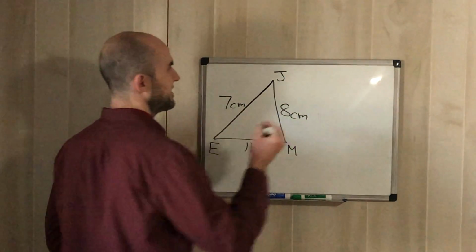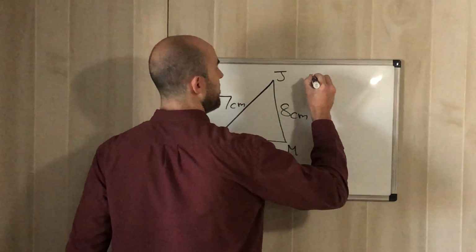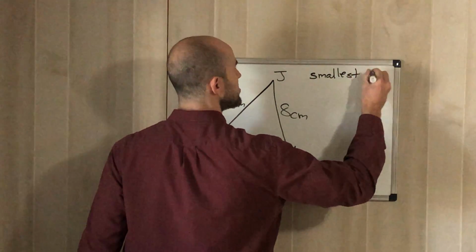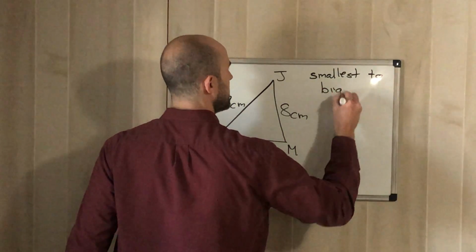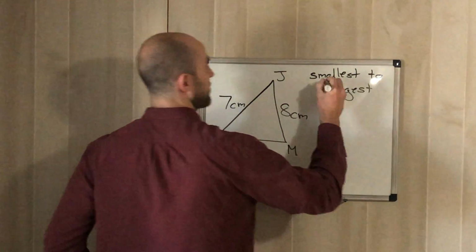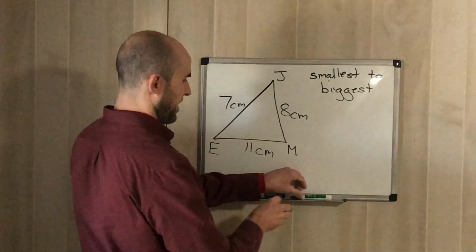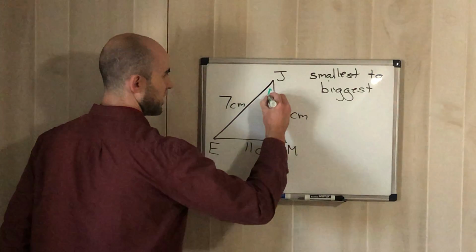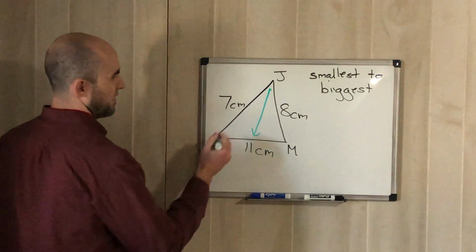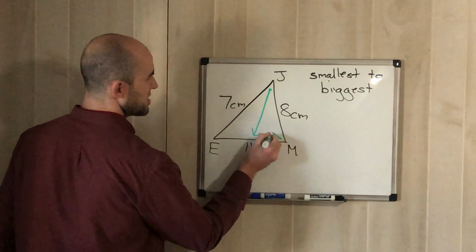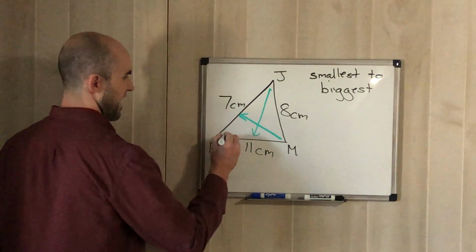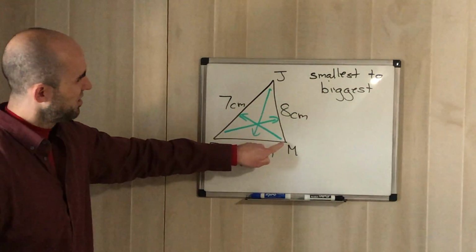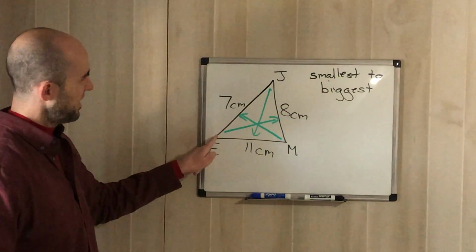Same thing. We want to list the angles from smallest to biggest. So if we want to go smallest to biggest for the angles, guys, same thing. Draw your arrows to see what corresponds to what. The top angle goes with the bottom side. The right angle goes to the left side. And the left angle goes to the right side. So top to bottom, right to left, left to right.